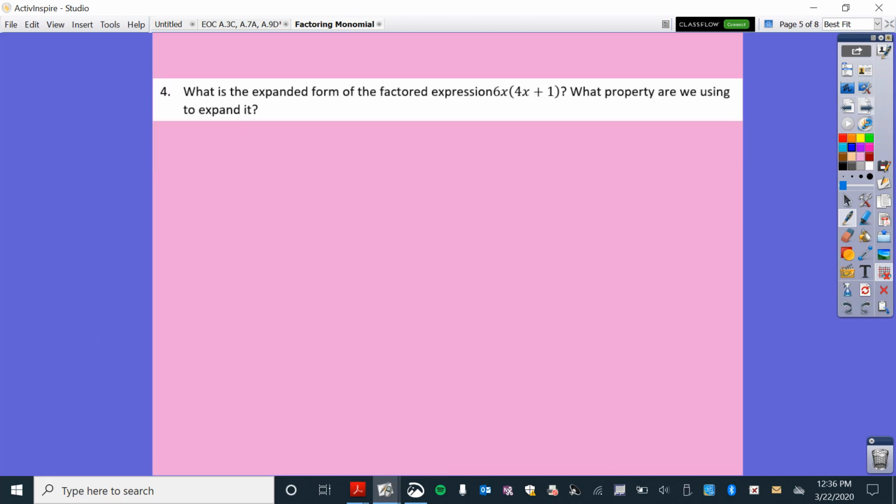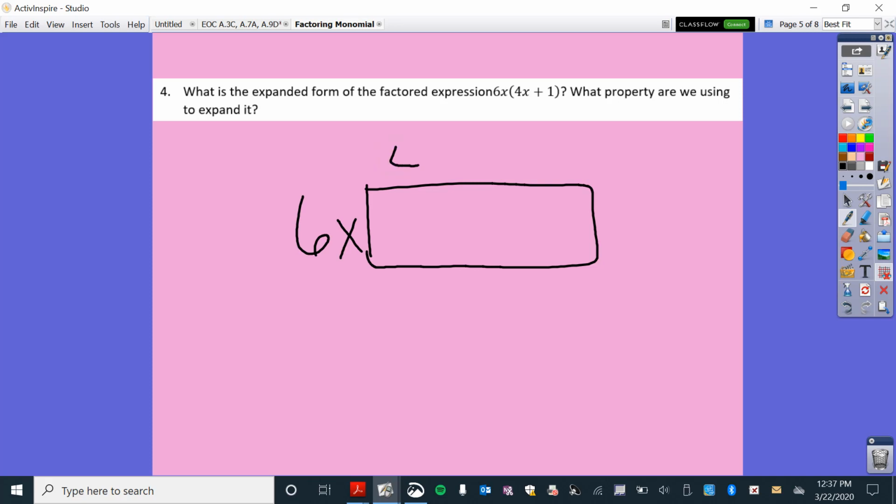Number 4, so what is the expanded form of the factored expression 6x parentheses 4x plus 1? And we want to know what property we use. So all we're doing on this is just going backwards. So we're still going to have our one long box, but now they give us our GCF of 6x, and they give us what goes on top, which is 4x and 1.